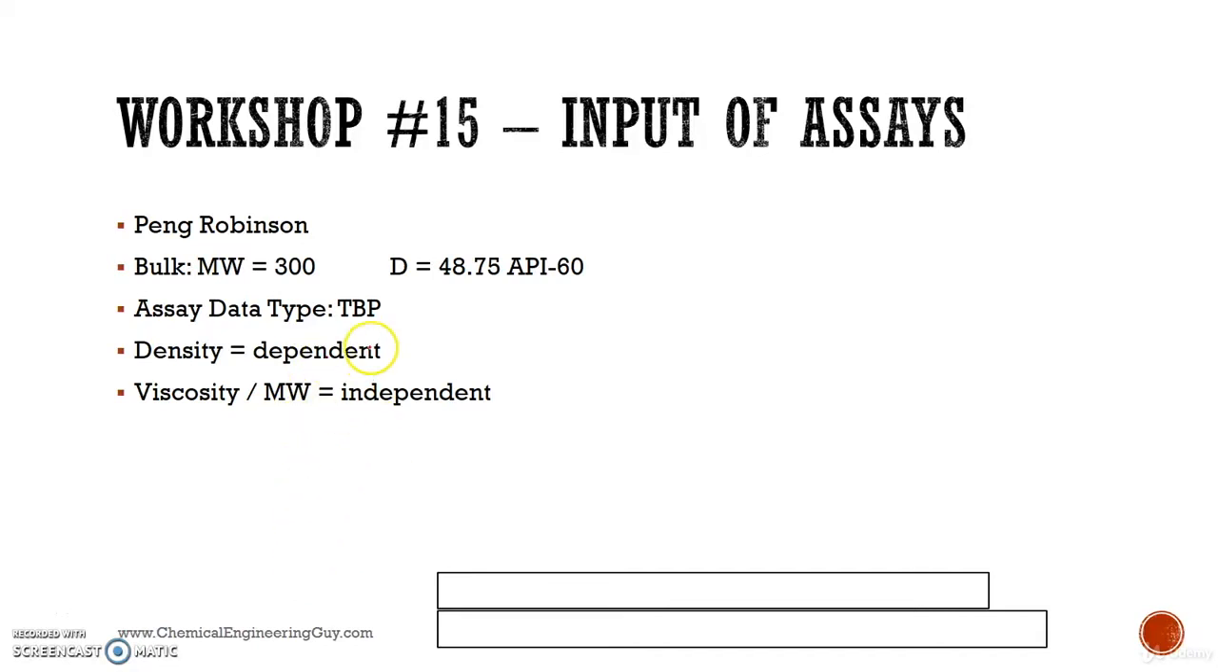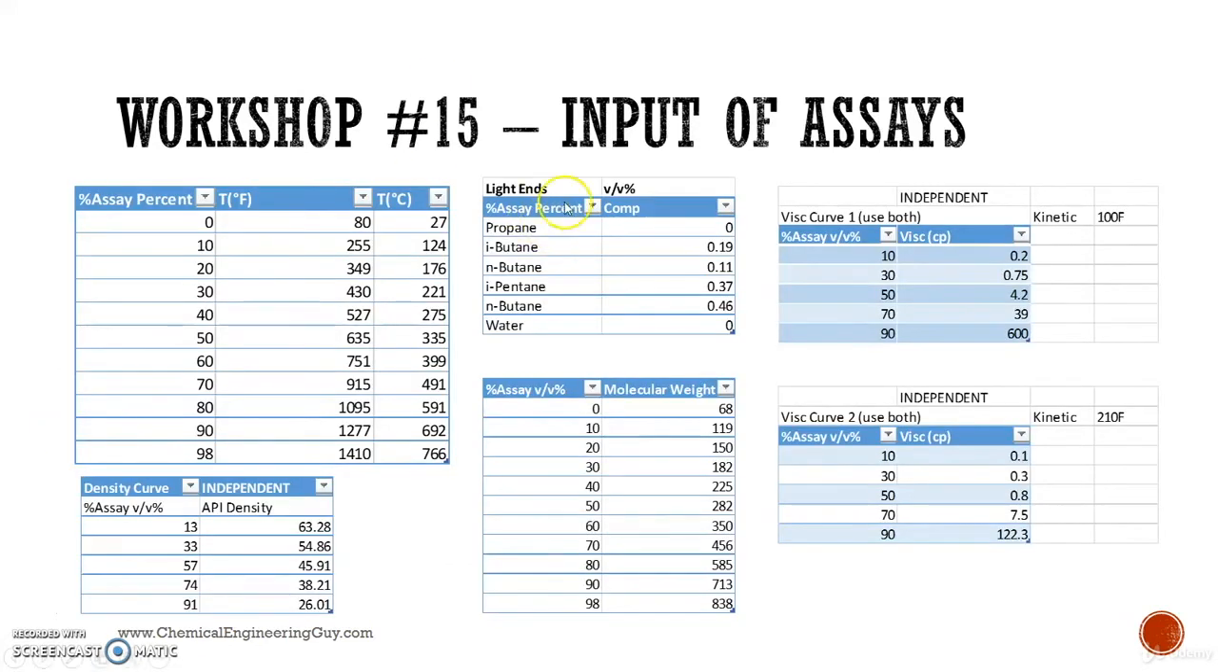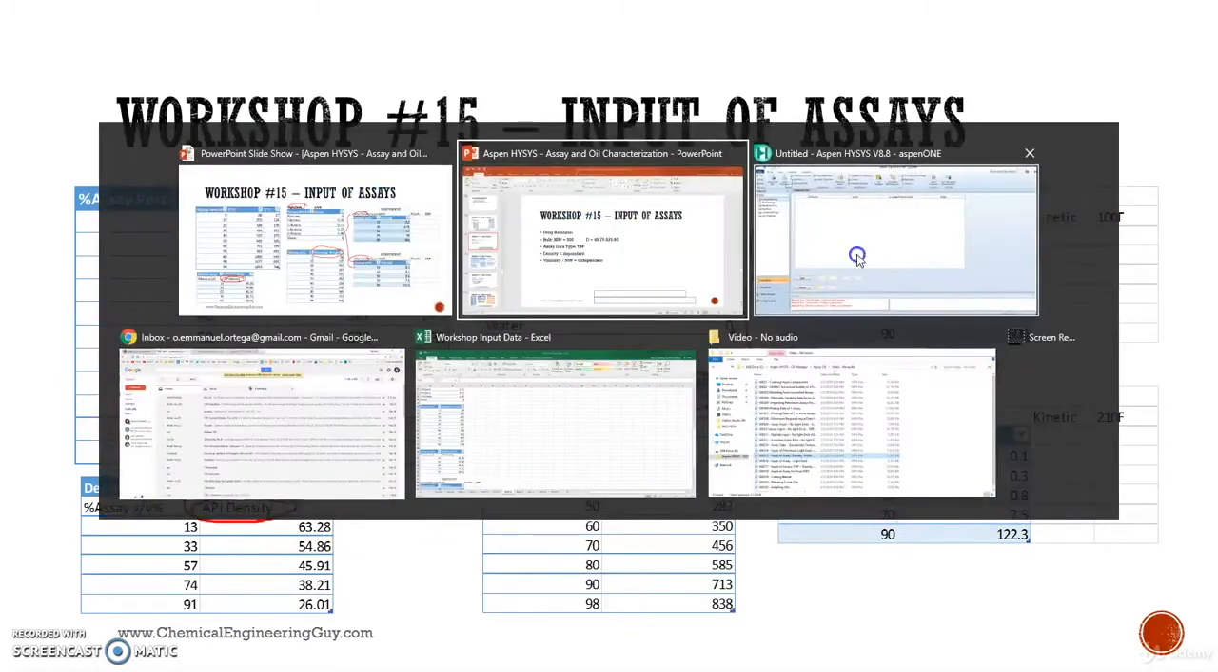I'm very happy that we are in workshop number 15, guys, because we are going to practice a lot in this workshop. This is one of the most complete workshops because we will be inputting data such as bulk properties, the typical assay data or curve, the TVP curve, and we're going to add density data, viscosity data, as well as the light ends. So here it is, light ends, viscosity curves, not only one curve, but two curves, the molecular weight curve, the density curve. So this is interesting that this is an API density. Anyways, let's start modeling this.